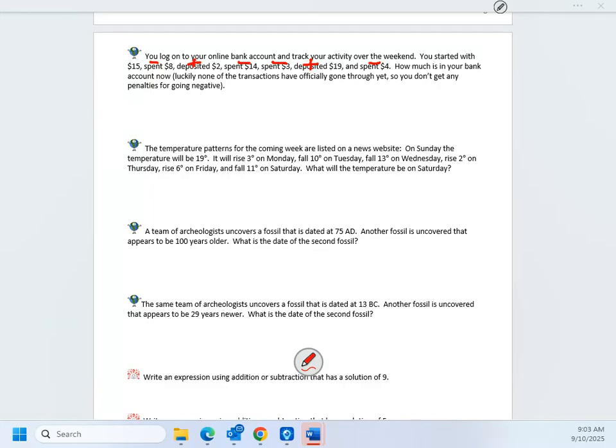So I start with 15 and I spent $8. So I'm going to subtract 8. What's 15 minus 8? 7. So now I'm at 7 and I deposit $2. What's 7 plus 2? 9. So now I have 9 and I spend 14. Oh goodness. 9 minus 14.